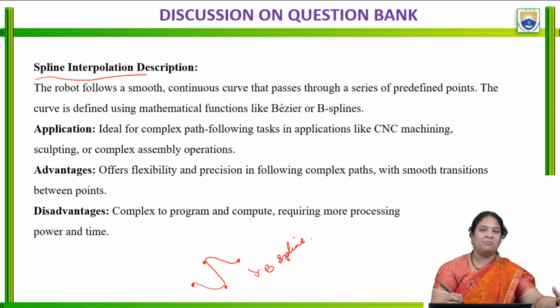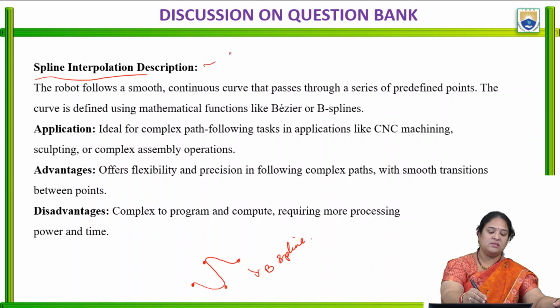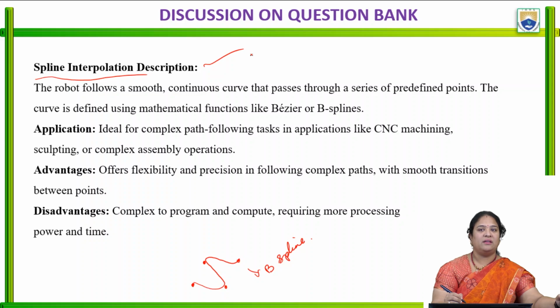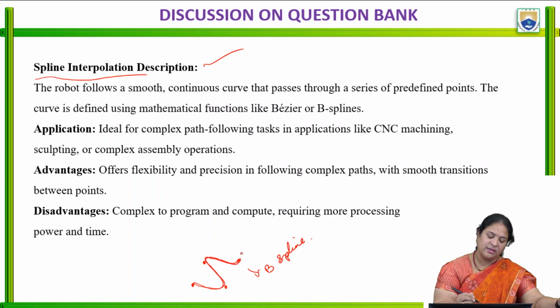Whenever we have complex applications like CNC machining or complex assembly operations, then we come across this spline interpolation technique. The advantage of this type of interpolation is that it gives a smooth transition between the points. This transition is very smooth from one point to the other point, though it is complex and more flexible in nature. This type of control path system is more flexible in nature. But the disadvantage is that it requires more processing power and time.